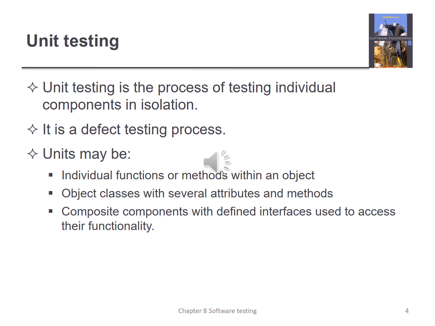Unit testing is the process of testing individual components in isolation by itself. It is a defect testing process. A unit may be an individual function or method within an object class, or a class with several attributes and methods, or a composite component with a defined interface used to access it. So the unit varies. It could be a small unit or a couple of units together. But we don't want to confuse you here. When we say unit testing, it is really one unit, one program, done by the coder, the programmer, because you know about the program you just wrote.